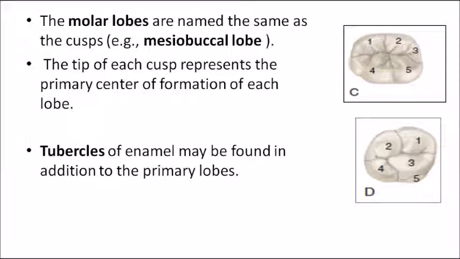So the tip of each cusp represents the primary center of formation of each lobe. However many cusps there are for the particular molar, that many centers of formation will be there for that molar. Now one more piece of information is that the tubercles of enamel may be found in addition to the primary lobes. So that is another developmental feature of the permanent dentition.